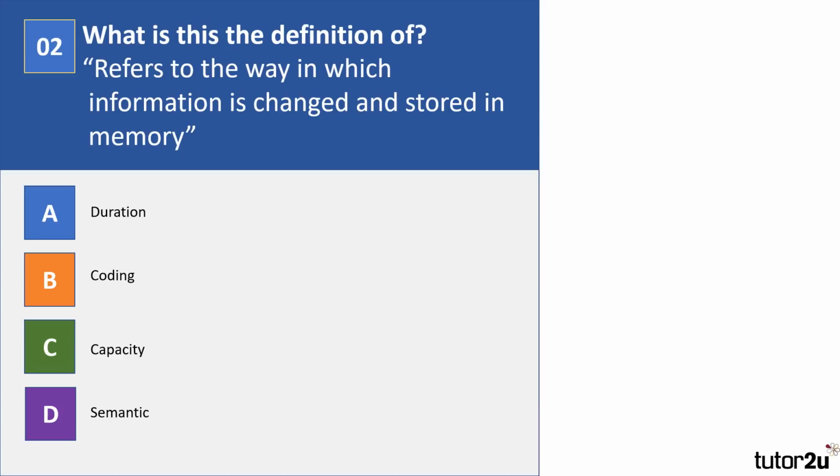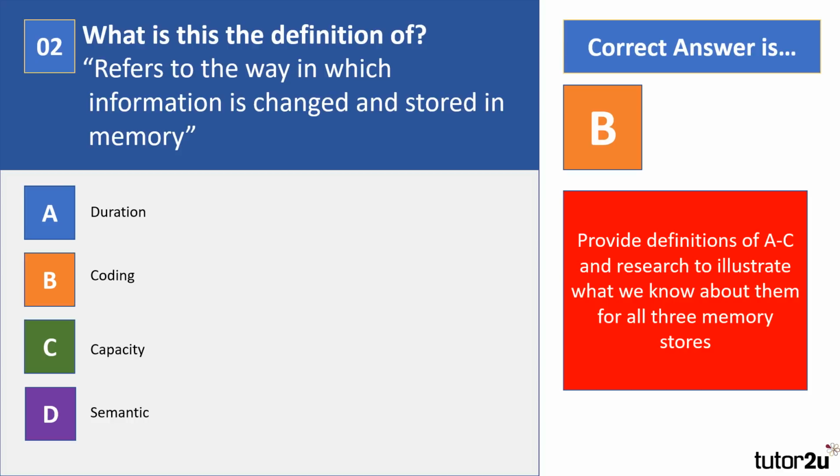Okay, next question. What is this the definition of? Refers to the way in which information is changed and stored in memory. Is it A, duration, B, coding, C, capacity, or D, semantic? Pause your video. The correct answer we're looking for here is B.